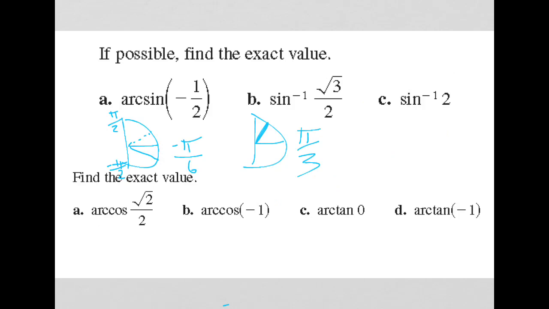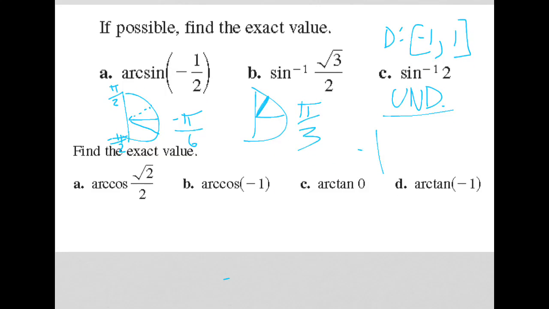Now, sine inverse of 2 is undefined because our domain is negative 1 to positive 1. And so that is undefined. We're putting in a number that this function cannot handle. But again, think about why that's happening. That's happening because the sine function goes between positive 1 and negative 1. It never hits the y value of 2, hence inverse sine of 2 is undefined.